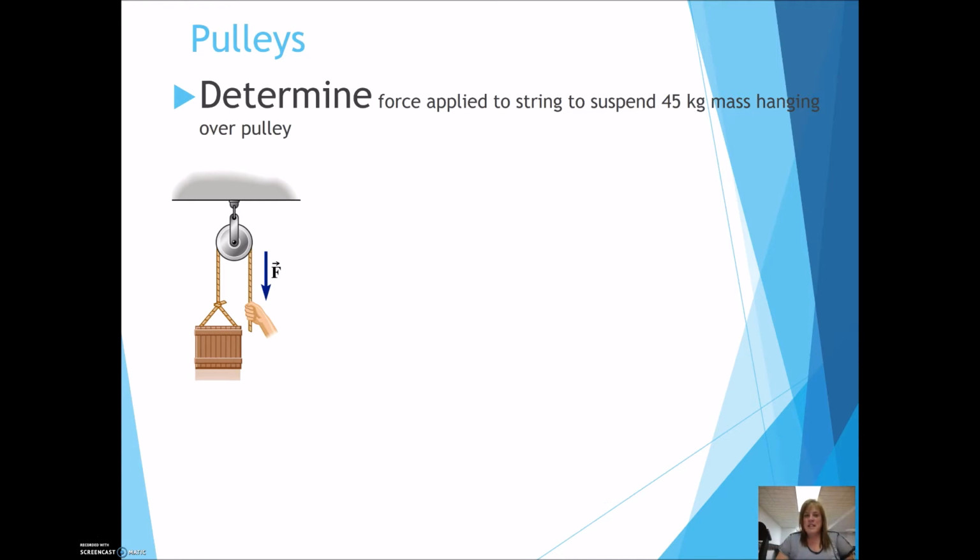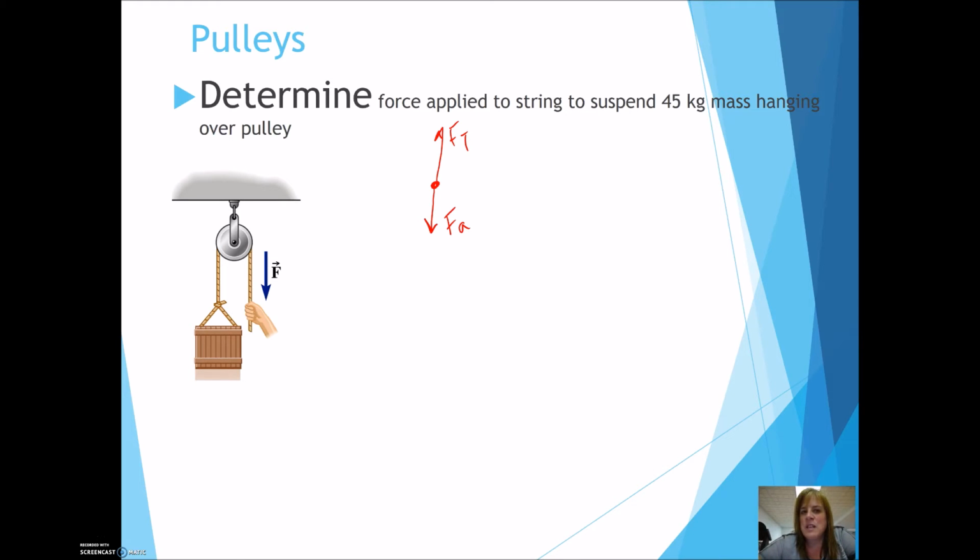Well, let's draw a free body diagram. All right, I want to know about the force I'm applying to the rope. So if I draw a free body diagram for me, we would have the force I'm applying. We're not going to worry about the weight of my hand, but the force I'm applying and my force of tension up.